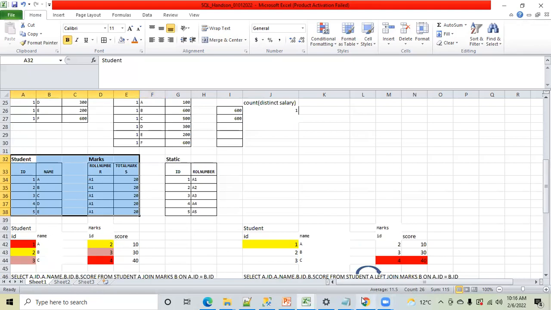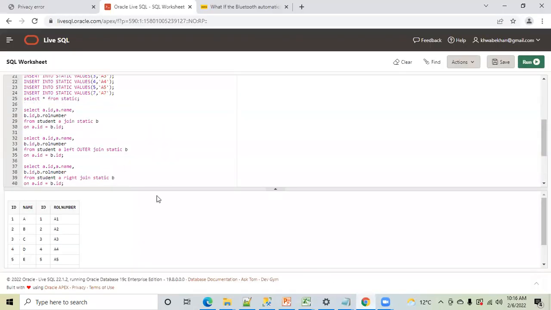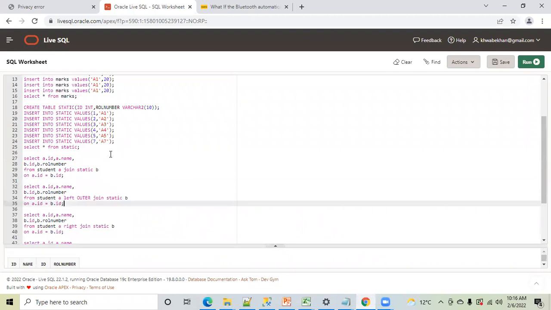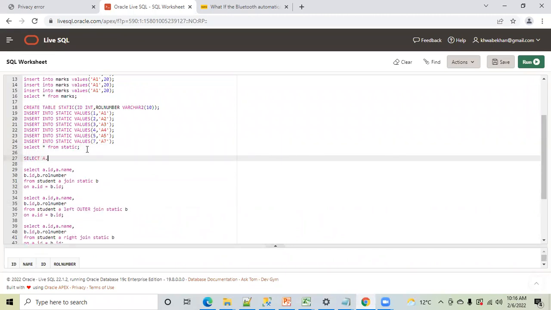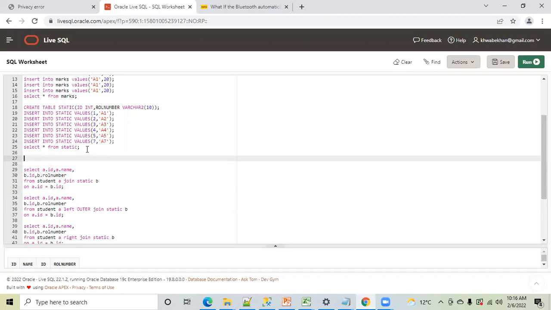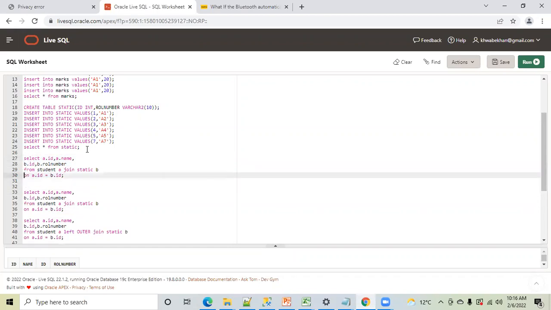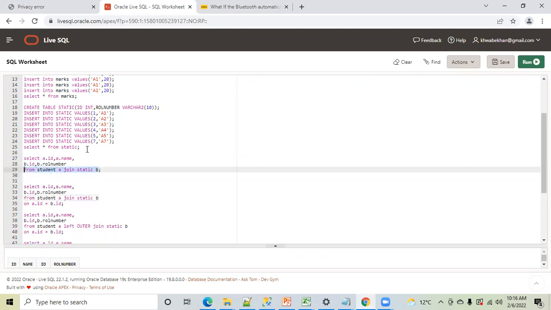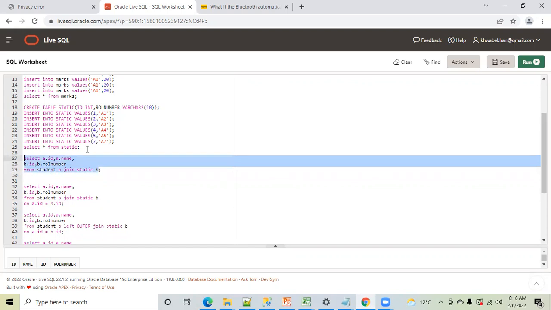Let me show you one example. I'm writing a query. Look at that query very carefully and tell me where I'm making a mistake. If I run this query, what will happen?